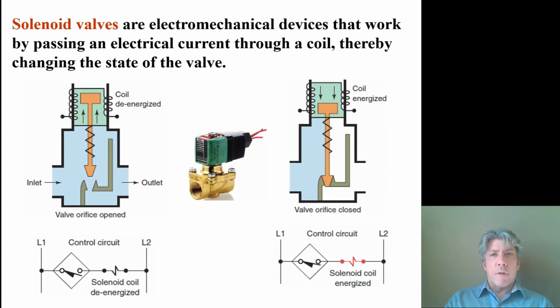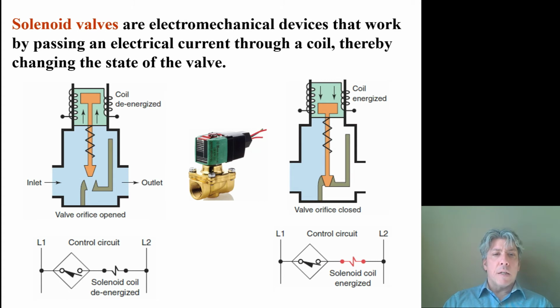Solenoid valves I've already mentioned a little bit, but here's a nice cross section where you can see the solenoid mounted on top, and the plunger that's actually moved is the valve stem, as I said, so that the valve can be seated or unseated and allow flow or block flow. Now we'll focus not on the fluid side but on the electrical side.